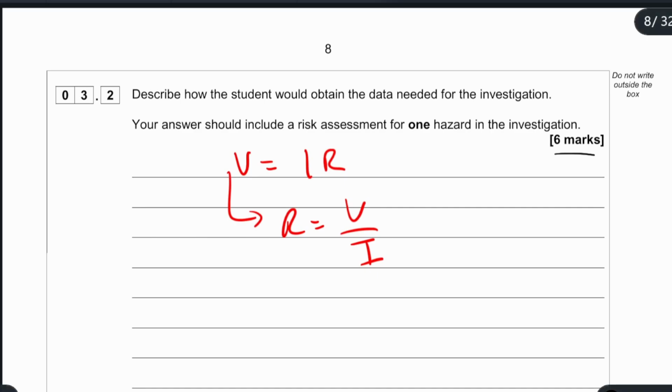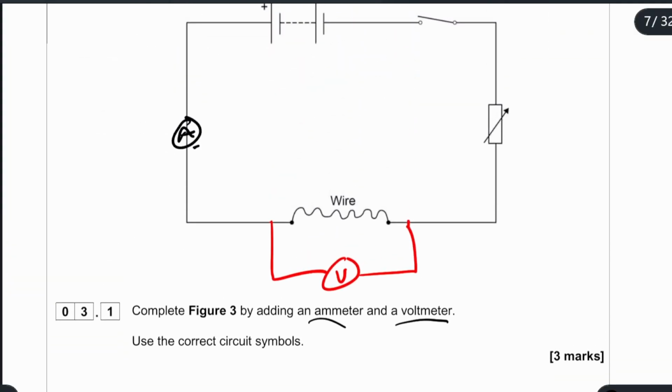Now in the question we've also been asked to include a risk assessment for one hazard in the investigation. There are a few different hazards you could use, but one of them could potentially be if you use a high current, the wire would overheat or melt. You might have seen this before when you do experiments in the classroom. Put a particularly high current through quite a thin wire, and this could cause it to smoke or melt. It could be quite dangerous. If you touch it, you could get burnt.